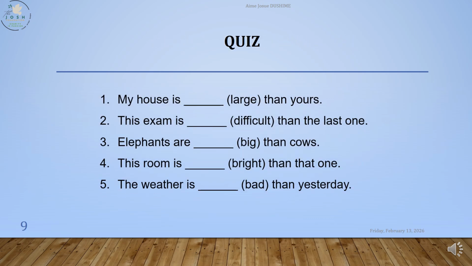Here I'm going to put the correct comparative. My house is dash dash than yours. This exam is dash dash than the last one. Elephants are dash dash than cows. This room is dash dash than that one. The weather is dash dash than yesterday.